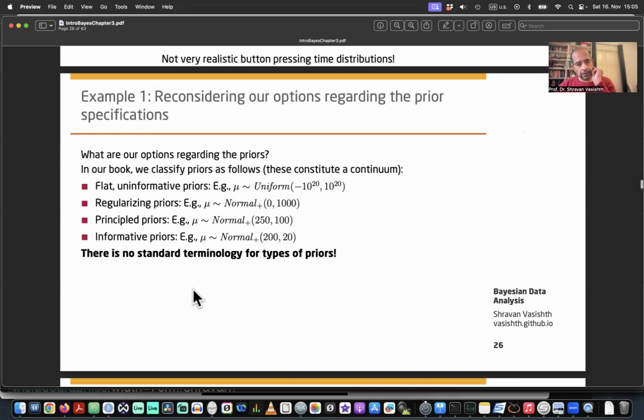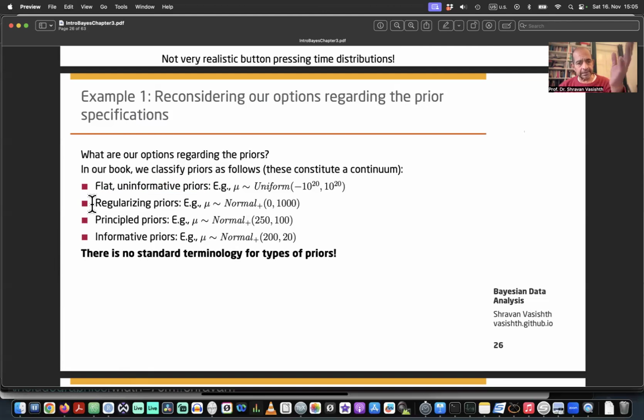Although there's no standard terminology for different types of priors, we came up with a range of names that we use in our textbook so that we can refer to them. The kind of priors that I showed you earlier, with the uniform priors, we are calling flat uninformative priors, for obvious reasons, right? Then the next class of priors that we could consider using are called regularizing priors.